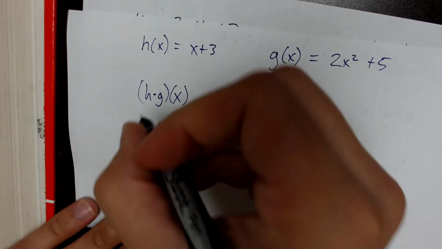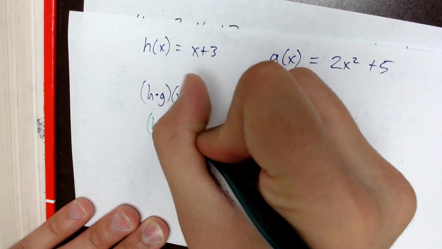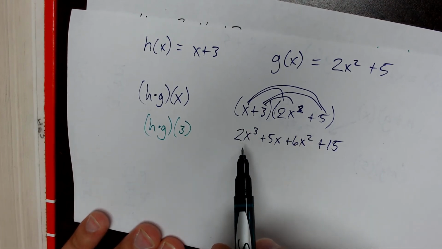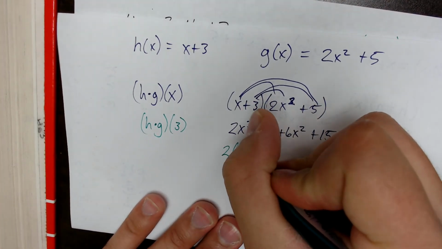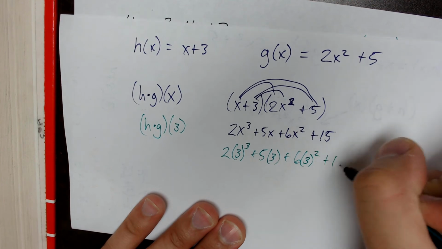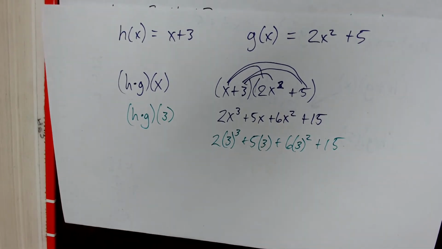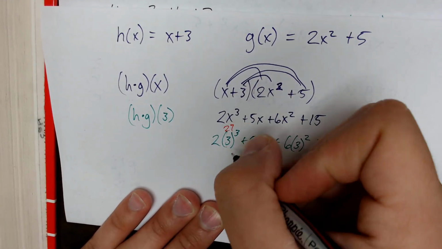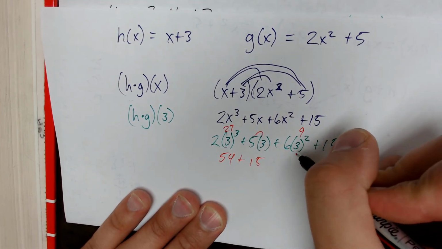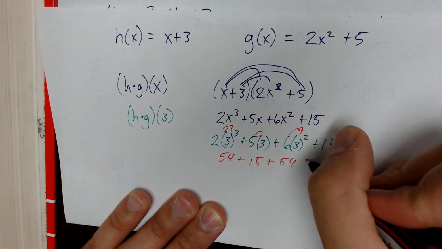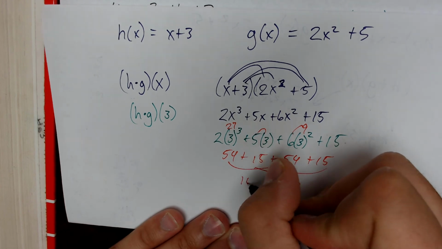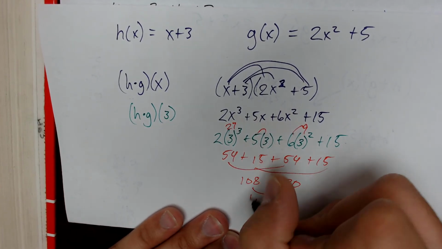Now, let's say they want you to take h times g and set it to the number 3. So this function that I just found when I FOILed h and g, everywhere there's an x, I'm going to plug in a 3 instead. So this will become 2 times 3 cubed plus 5 times 3 plus 6 times 3 squared plus 15. So now I simplify. 3 cubed is 27. 27 times 2 is 54. 5 times 3 is 15. 3 squared is 9. Times 6 is 54. And then plus 15 again. So now we just add. 15 plus 15 is 30. 54 plus 54 is 108. 108 plus 30 is 138. And that is my answer.